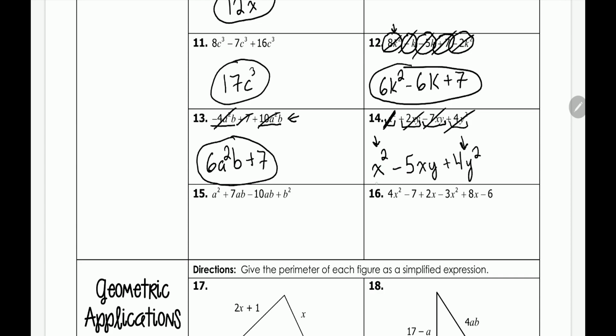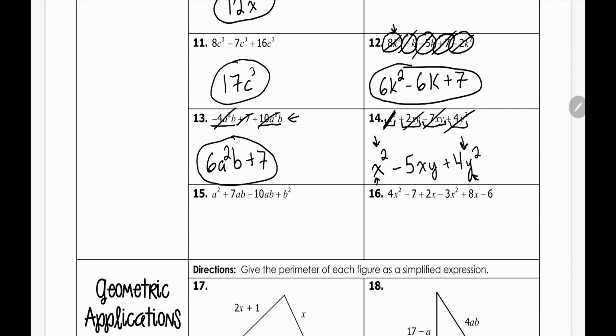And the reason is because the x is not a y and the y is not an x. So it has to be the same letter for both of these. Well, you say, what about the exponent? It's the same. Well, it has to be the same letter and the same exponent.